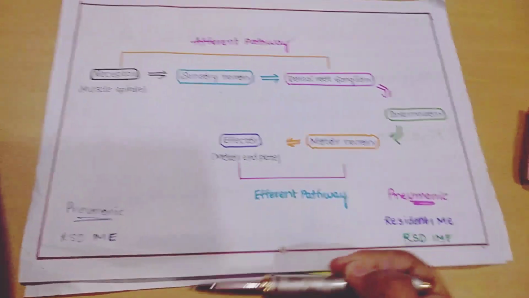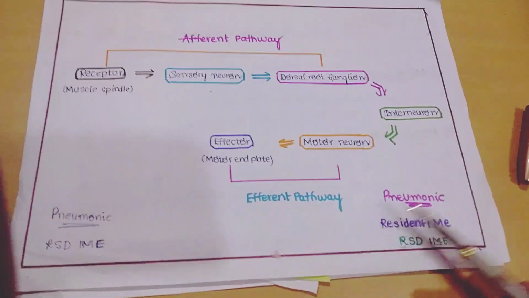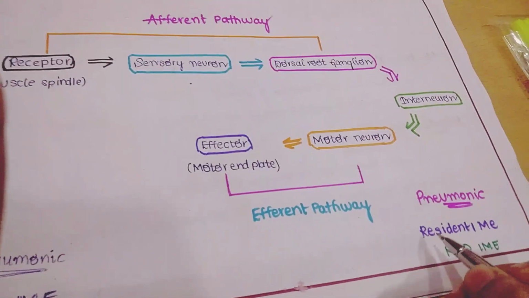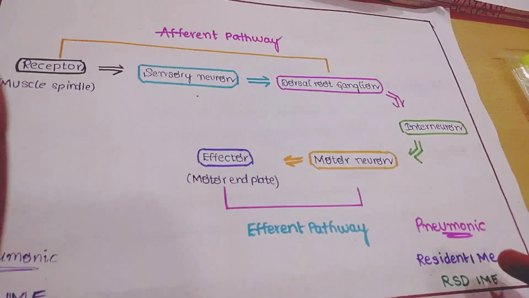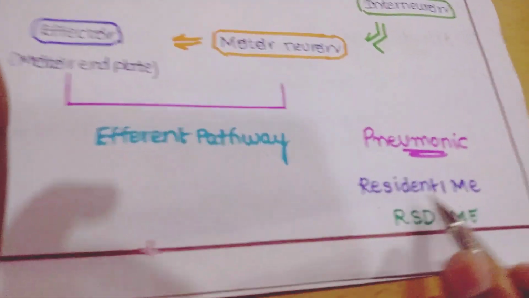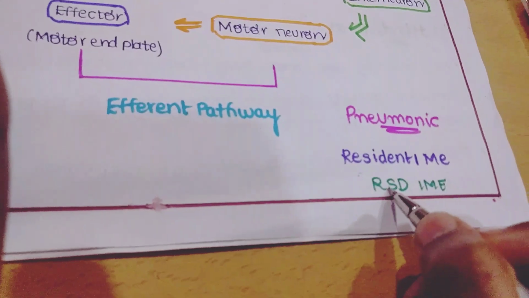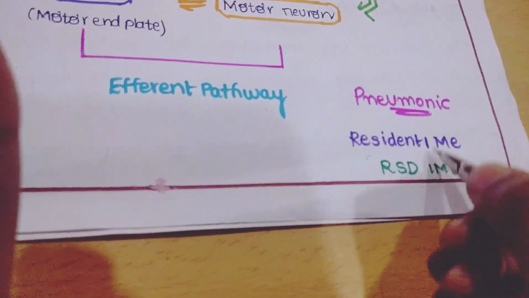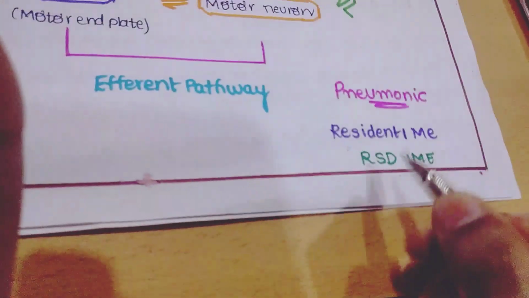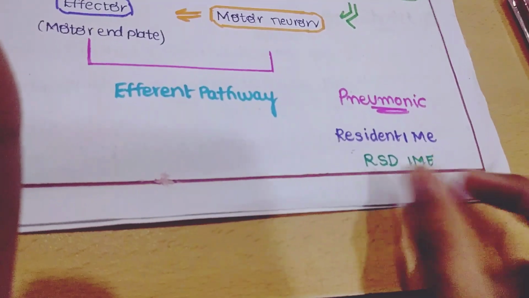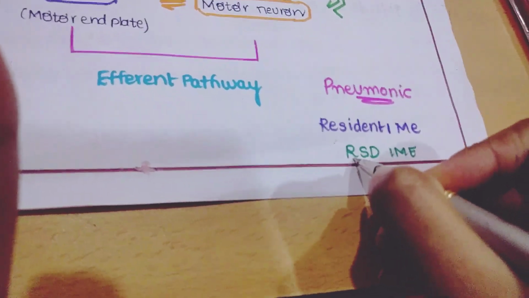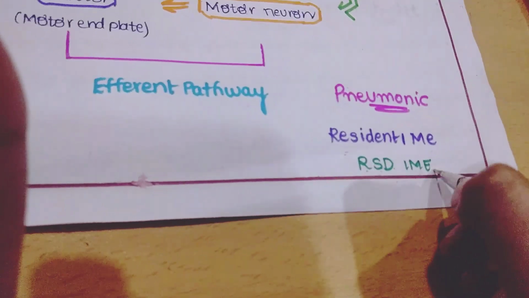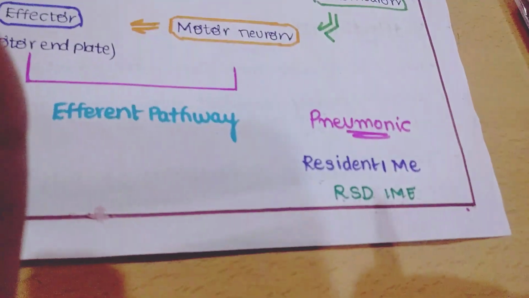Reflex action is the unconscious response of our body to a stimulus, whereas reflex arc is the neural pathway involved in reflex action. The mnemonic here is "resident me", I am the resident. See, in resident you remember RSD, and in me, ME. This is the hyphen I. RSD-I-ME. R stands for receptor, S sensory neuron, D dorsal root ganglion, I interneuron, M motor neuron, E effector. Interneuron is involved only in a few cases.